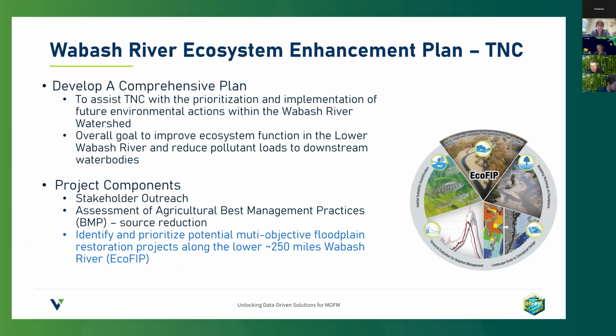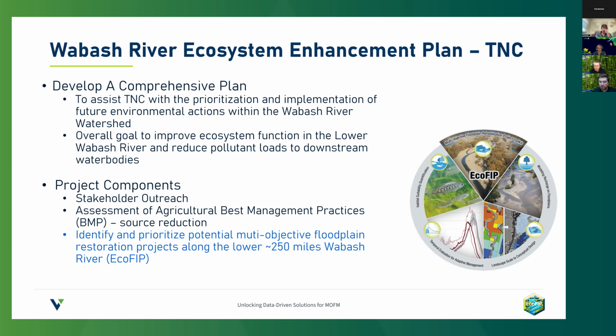Thanks, Luke. So a little bit about the Wabash in our work with the Nature Conservancy. TNC's overall goal on the lower Wabash is to enhance the ecosystem function of the river corridor, but also reduce the nutrient loads to downstream water bodies as a part of that. So we were tasked with developing a comprehensive plan to prioritize and implement future environmental actions within the entirety of the watershed. The project had 3 main components, the first being stakeholder outreach, which was used to better understand the problems that exist within the watershed and to gauge an awareness of conservation practices amongst the landowners.